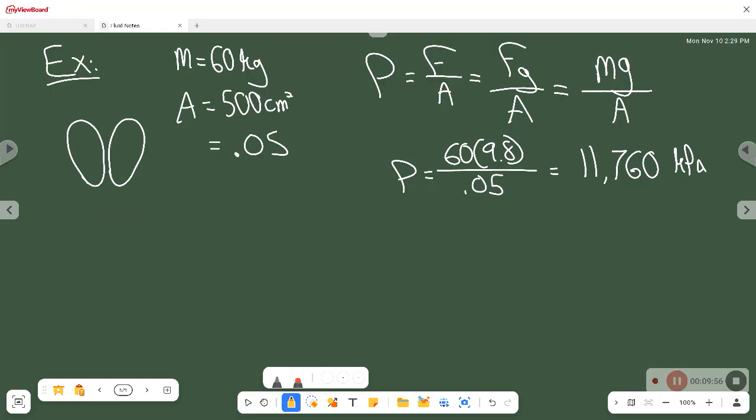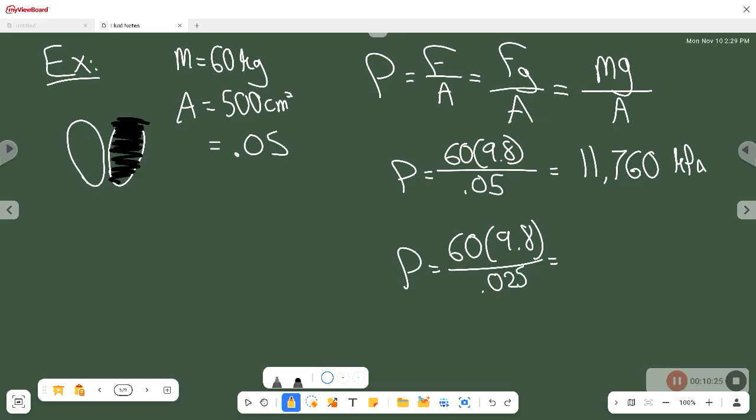Okay, and then part 2 of this question says, all right, if the person now stood on only 1 foot, what would the pressure be under that foot? Okay, so they are lifting one of their feet up. So if that is only 1 foot, that means we're actually going to just take that area and divide it in half, right? So it's going to be the same exact calculation, but with half the area. So rather than 0.05, it's going to be 0.025. And that is going to double our previous answer up to 23,520 kilopascal. Cool. All right.